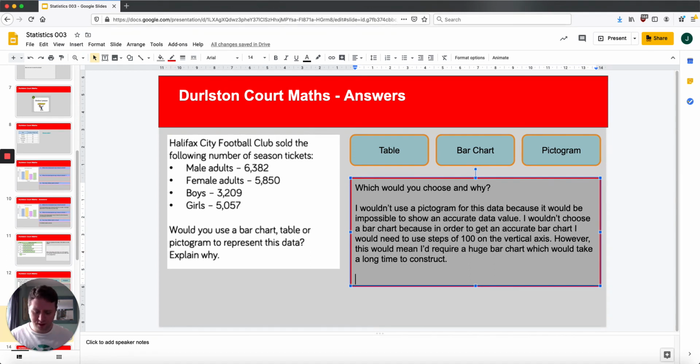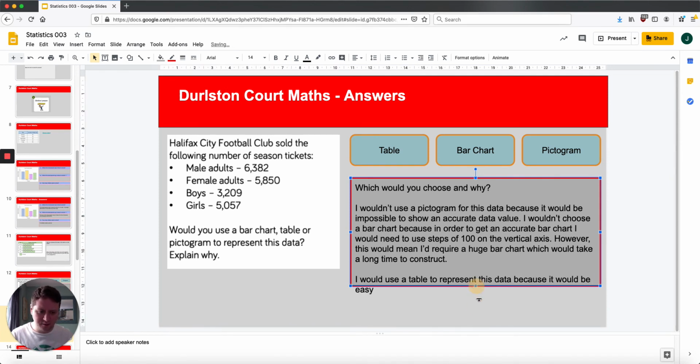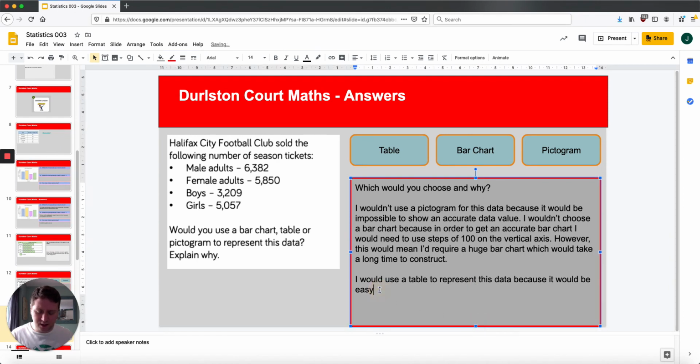So I would write down, I would use a table to represent this data, because it would be easy. I'm just going to extend that table. It would be simple to construct and show the data accurately.